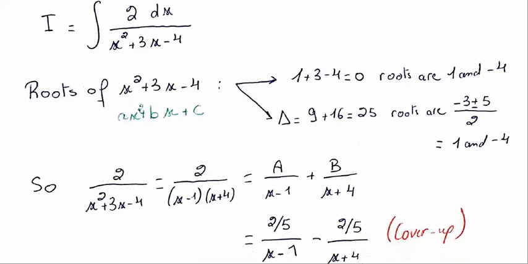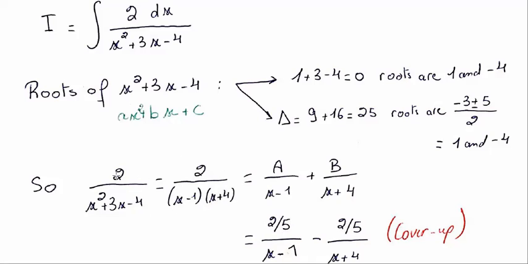I'm going to explain it a bit quickly here, but you can check my video about the cover up method if you want it in detail. If I want to find A, I cover its denominator in the left-hand side here. So I cover x minus 1, or I delete it. And in what remains, so in 2 over x plus 4, I replace x by 1, because 1 is the number that makes x minus 1 zero. So I get 2 over 1 plus 4, which is 2 over 5. Same idea for B. I cover x plus 4. I replace in the remainder x by minus 4. I get minus 2 over 5.